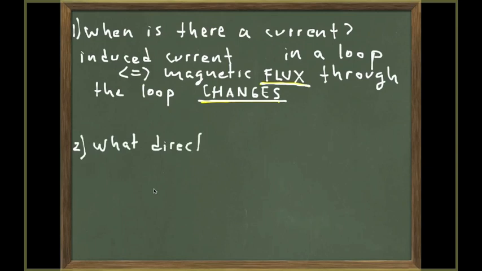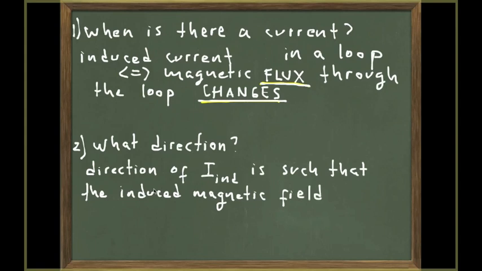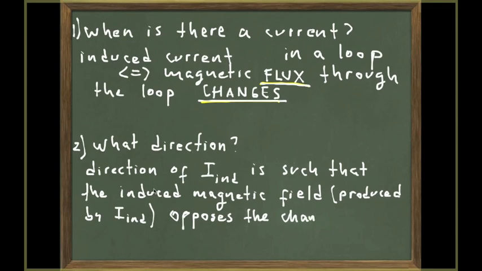The second part of Lenz's law tells you the direction in which you would expect this current to flow. So that's also very important. You need to know whether there is a current, and once you know there is a current, you need to figure out in which direction that current is flowing. Lenz's law tells you that the direction of the induced current, as I'm going to call it, is such that the induced magnetic field opposes the change in flux.